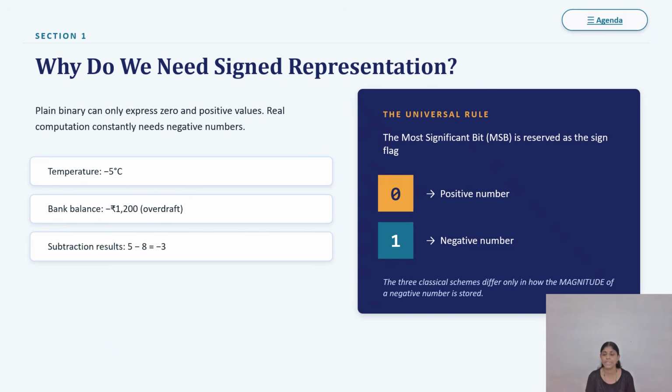So, there are 3 classical schemes. These 3 classical schemes differ only in how the magnitude of the negative number is stored. The 3 classical schemes are sign magnitude, 1's complement, 2's complement, and then floating point. We will see in the forthcoming session.